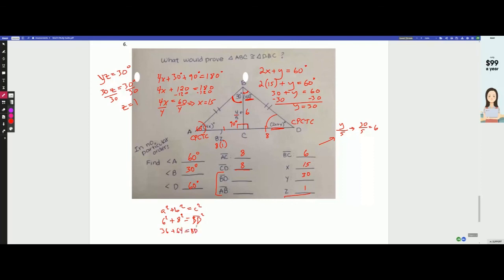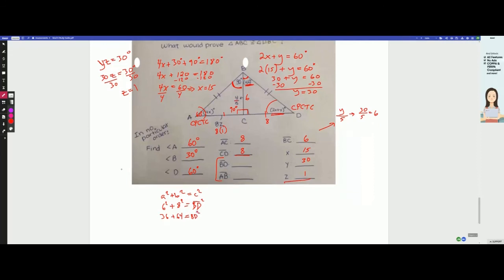We're going to combine like terms. So 36 plus 64 is 100. And we're going to get rid of the square, which just means square root. We do to one side, do the other. And looks like BD is going to get us 10. Now, if BD is 10, AB is also 10 because we're told right away by the picture they are the same.